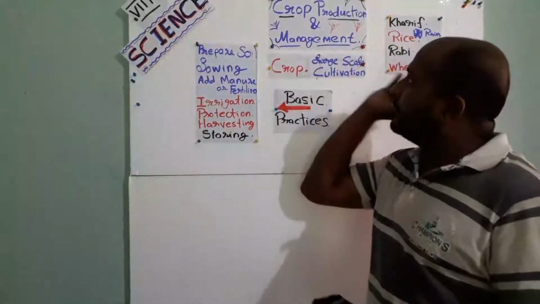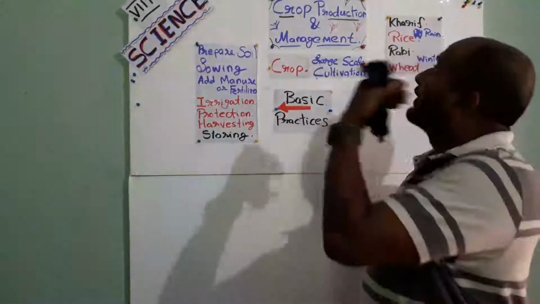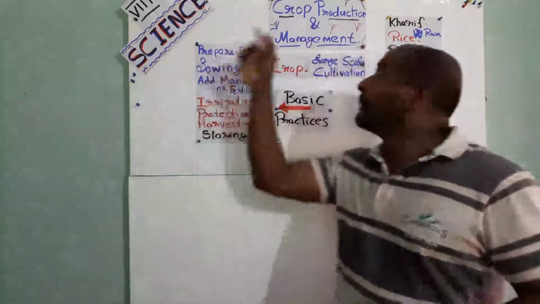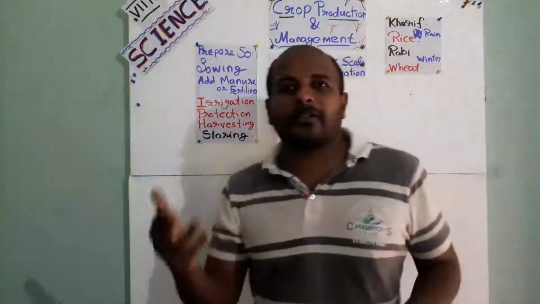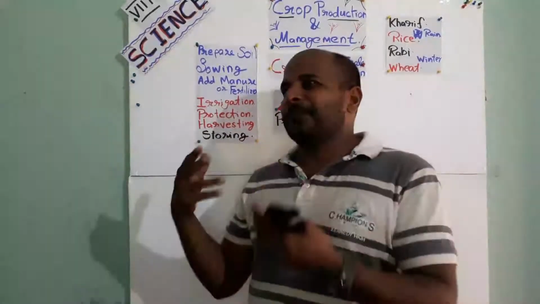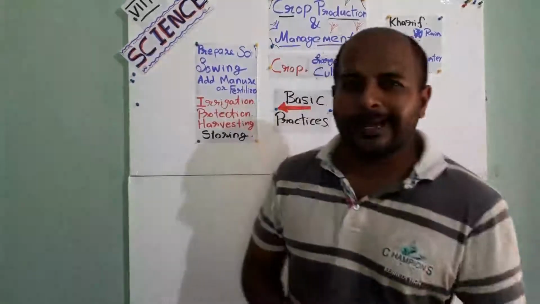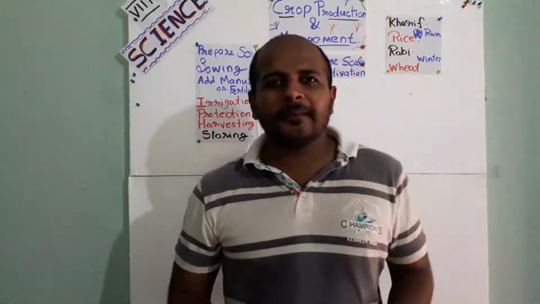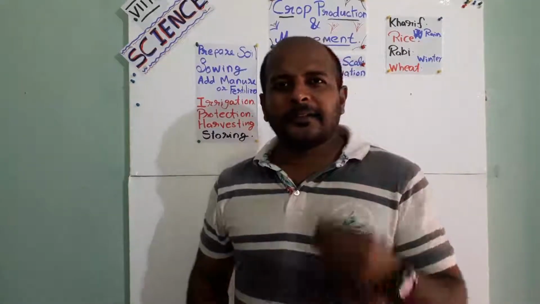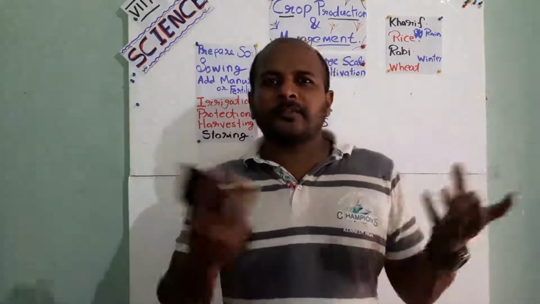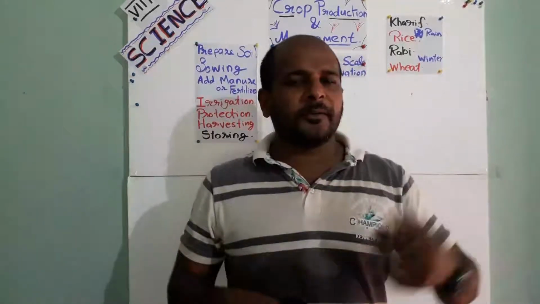The name of the chapter is crop production and management. Crop production, you know what is crop production? Producing the needed crops, what we need. Actually, it's a plant, isn't it? Tomato grows in a plant, rice grows in a plant, wheat, onion. Most of the things we are growing in particular plants.